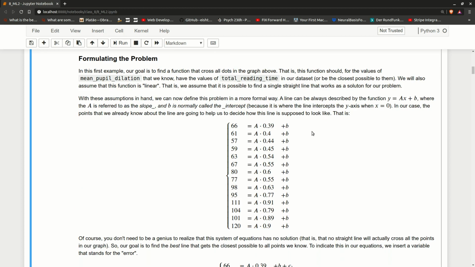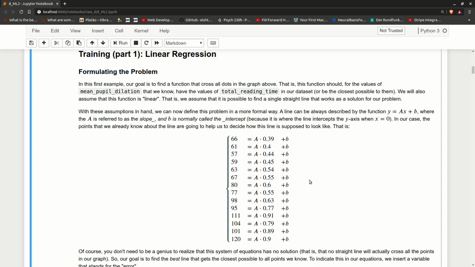Now, if you remember from school, when we create a system of equations like this, our goal is to find values for a and b such that, for all equations, whatever is on the left is the same as whatever is on the right. So I have to be smart and find a value for a and a value for b such that a times 0.39 plus b will be 66, and a times 0.4 plus b is going to be 61, and a times 0.44 plus b equals 57.